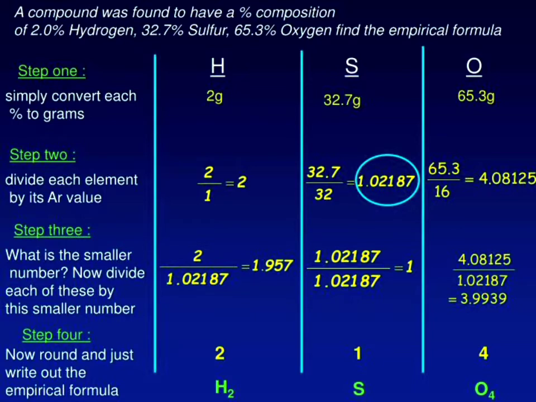In the fourth step, we should round these numbers and write the empirical formula using these numbers as subscript. For hydrogen, the value 1.957 can be rounded to 2, and for oxygen, 3.9939 can be rounded to 4. So the empirical formula of the compound is H2SO4, and that is sulfuric acid.